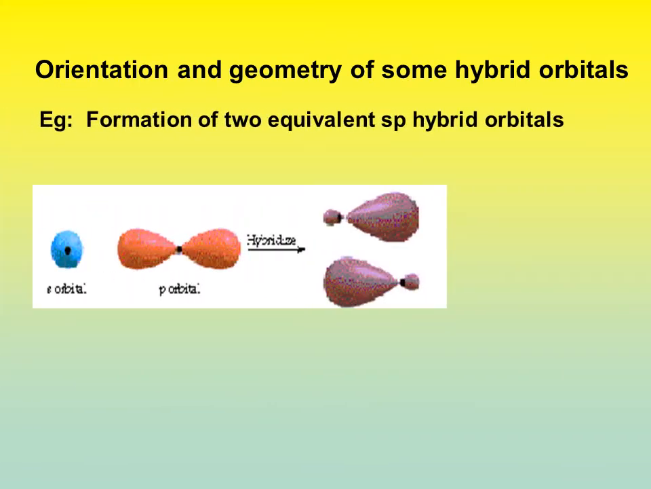Let us look at some of the geometry of different hybrid orbitals. The first is the sp orbital. This is formed by the combination of one s orbital and one p orbital to form two sp orbitals, which are 180 degrees apart from each other.